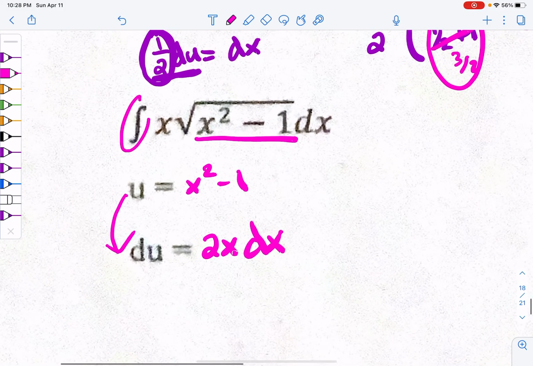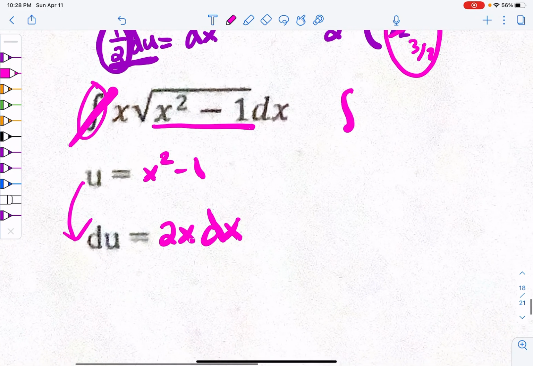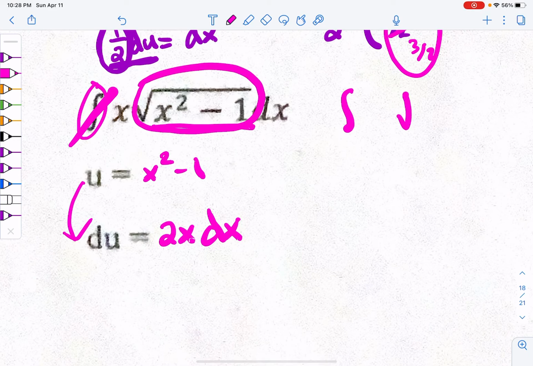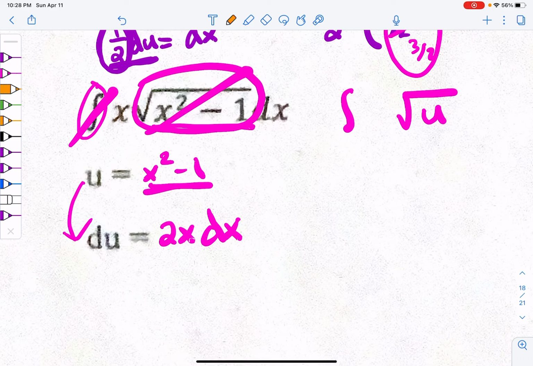So I need my integral symbol. So I'm going to rewrite him over here. Okay, I'm going to start with this chunk inside of here, the square root. So I have the square root of x squared minus 1 is being replaced with u. That's what I've called him over here. Okay, and then the only other things, so he's done. The only other things that I have to replace are x and dx.